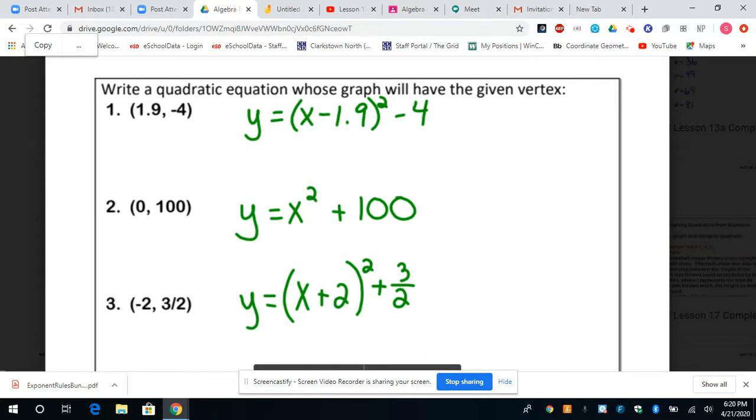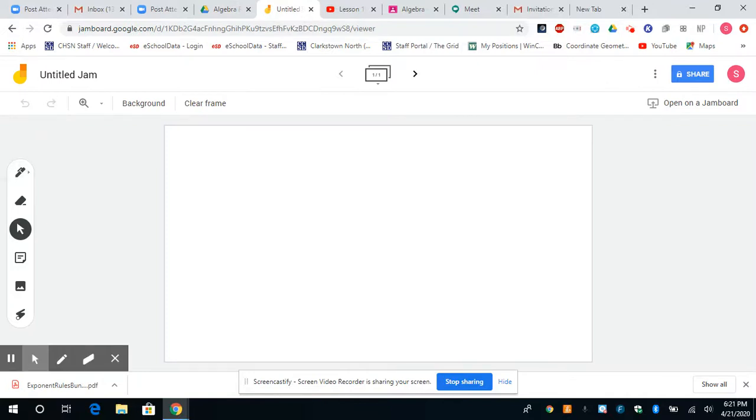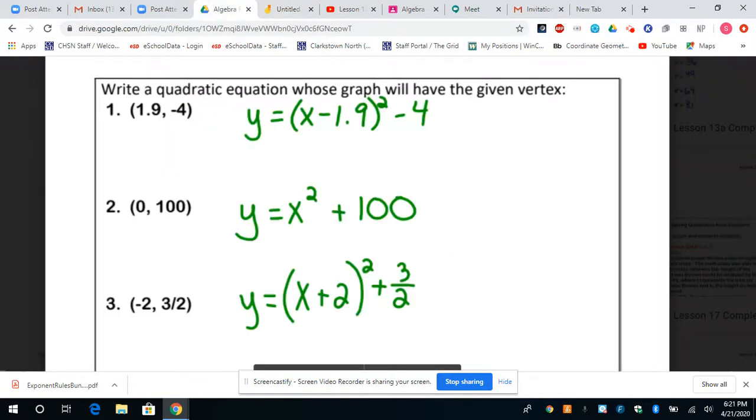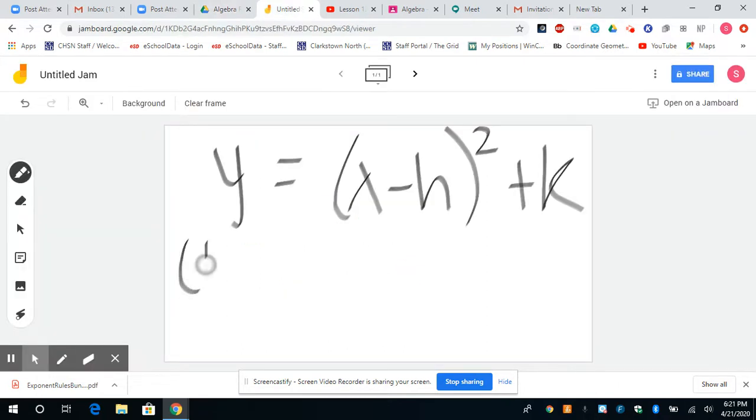to set up the equation. So remember, this is the original: y equals x minus h squared plus k. So if I give you, what was the first one? 1.9, negative 4. All right, so all you're doing is plugging this in. So this is your x, and this is your h. So we use h and k now for our center. This is h, and this is k.